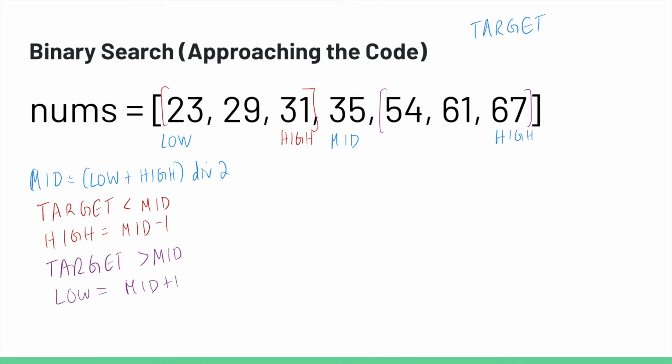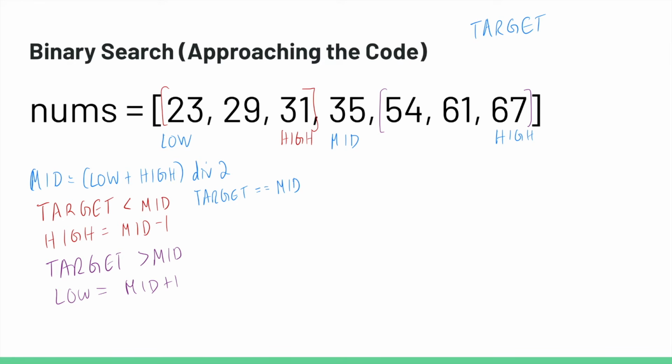Of course, before we make any of these changes for whether target is less than mid or greater than mid, we would obviously check whether the target is equal to mid. In that case, if the target is equal to mid, then we would just return mid, right? Then that means that our answer is just going to be mid. Our index is just going to be whatever is at mid. That's kind of our goal.